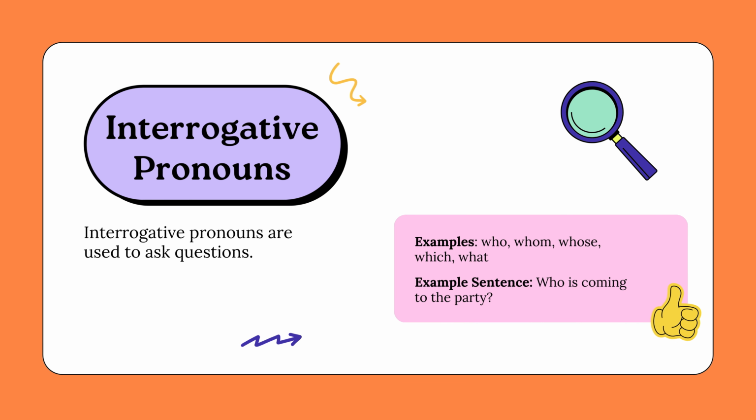Interrogative pronouns. Interrogative pronouns are used to ask questions. Examples: who, whom, whose, which, what. Example sentence: Who is coming to the party?